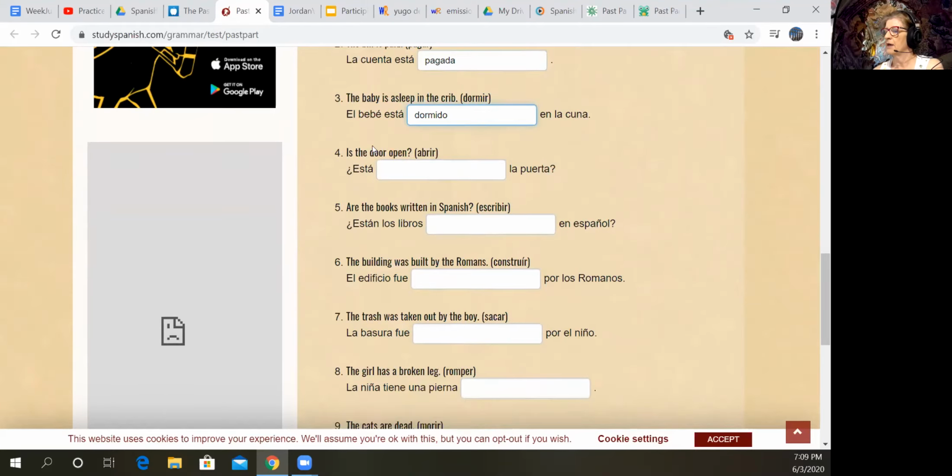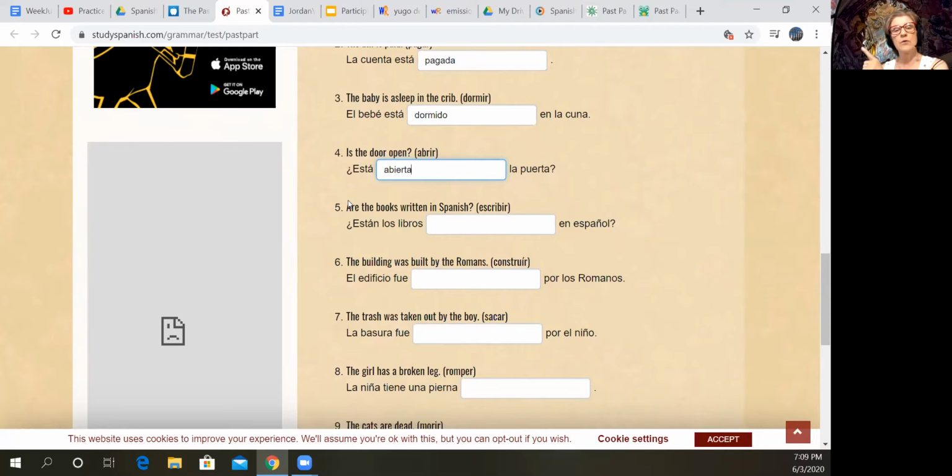Okay, a ver. Hey, is the door open? Here's an irregular. And I'm going to give you the first part. Está abierta. Abierta. Está abierta la puerta. You would never say está abierto la puerta. Puerta es femenina, es una palabra femenina. Está abierta la puerta.